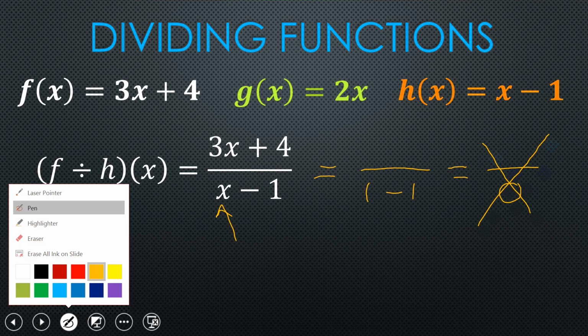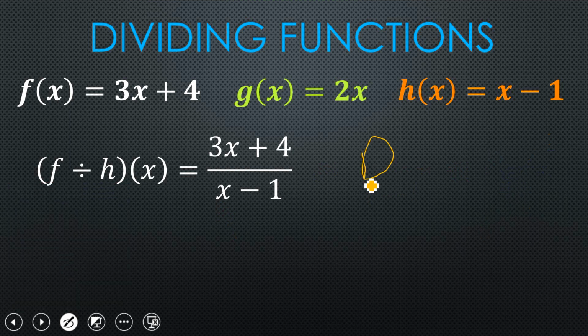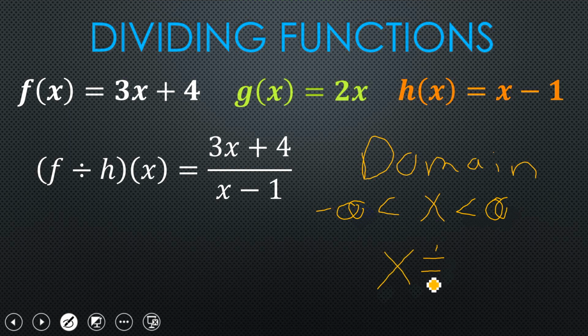So our domain, we could just list here as all real numbers, or we can say x is greater than negative infinity, less than positive infinity, and we're going to exclude x cannot equal 1. And that's our domain. So that sums up operations with functions. Hope that helped.